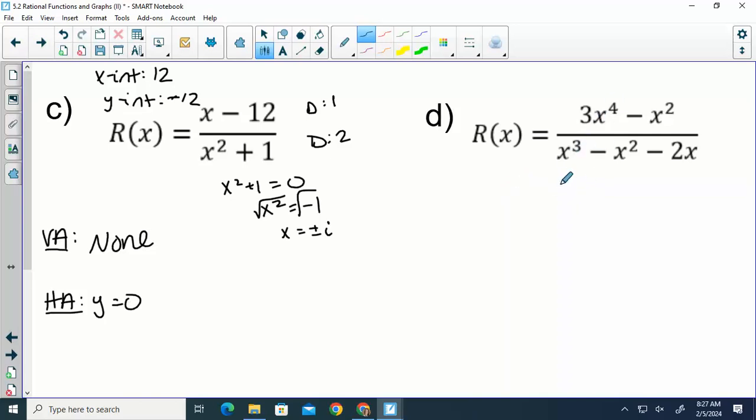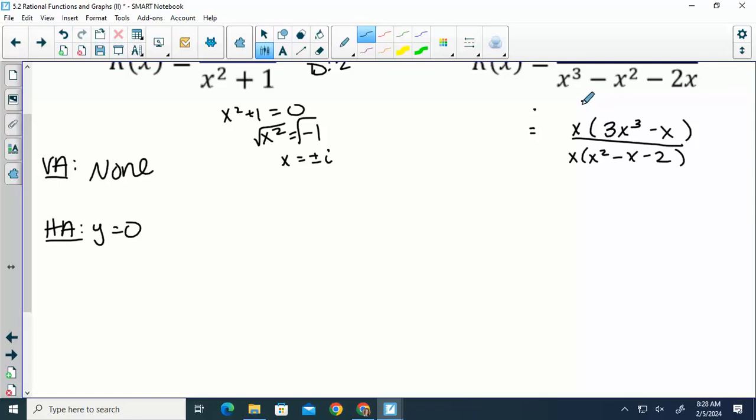So if we look at this, we notice, couldn't we take an x out of everything? Yeah, we can take an x out of the bottom. And on the top, you could technically take out an x squared. I'm just going to take out an x to the first for a second so I can show you something. So what happens is those x's cancel. That is what makes a hole in the graph. We will talk more about that tomorrow.